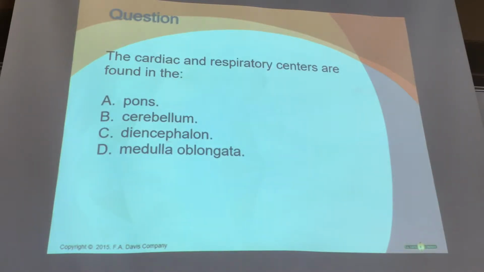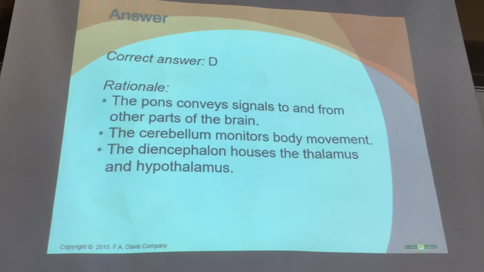Okay, cardiac and respiratory centers are found where? It's in your brain stem. D, medulla oblongata. You got it. D, the medulla oblongata.